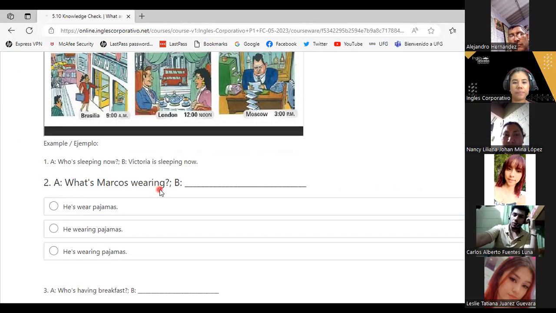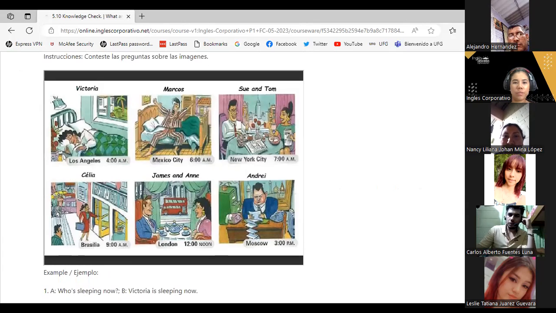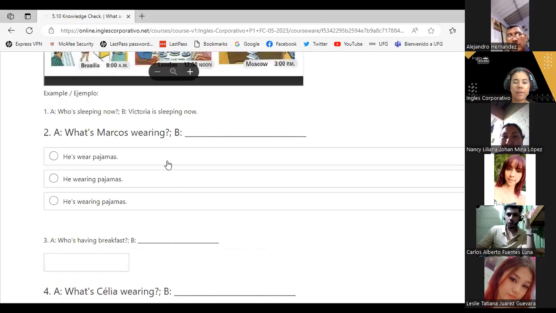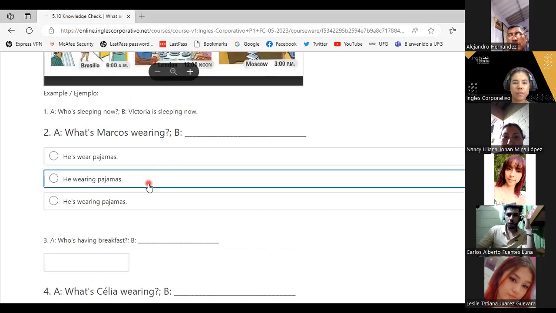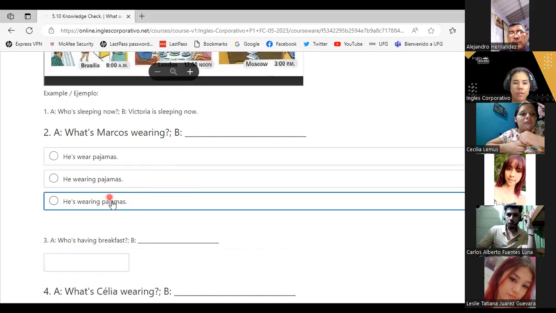What's Marcus wearing? Y Marcos, ¿dónde está? Vamos a ver, él es Marcos. Muy bien, what is Marcus wearing, my friends? He is wearing pajamas. Sería esta, ¿verdad? Yes. Muy bien.